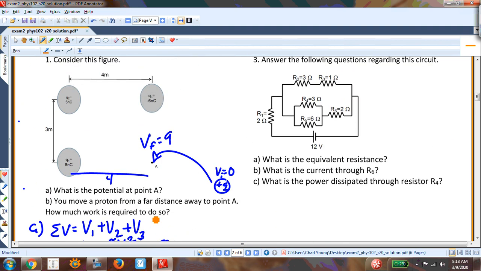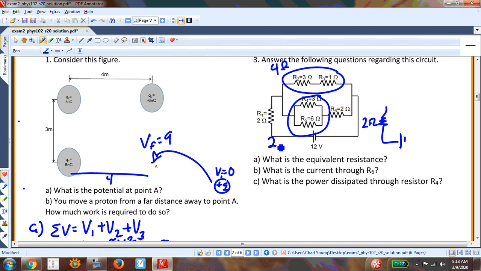First, what is the equivalent resistance? Let's see, I'll draw the circuits up here. I'll just start them up here. I have my 2 ohm resistor. These two combined to give me a 4 ohm resistor. These two combine to give me 2 ohms. 1 over a third plus a 6 is equal to 2.